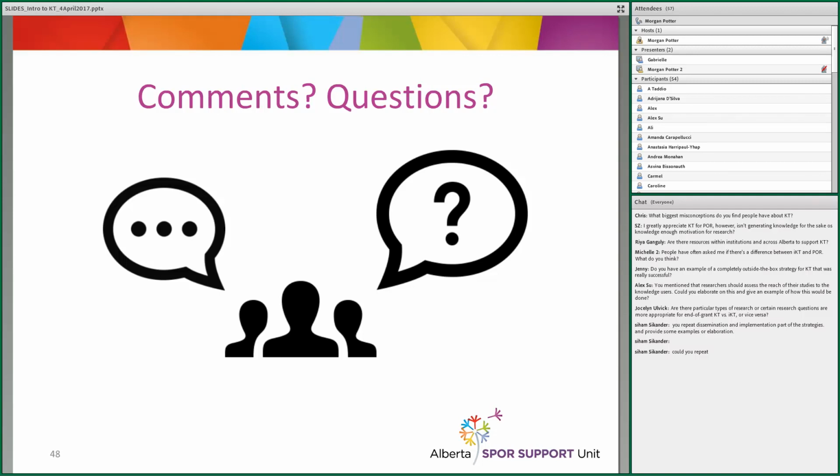Thank you for that. Alex writes, you mentioned that researchers should assess the reach of their studies to the knowledge users. Could you elaborate on this and give an example of how this would be done?